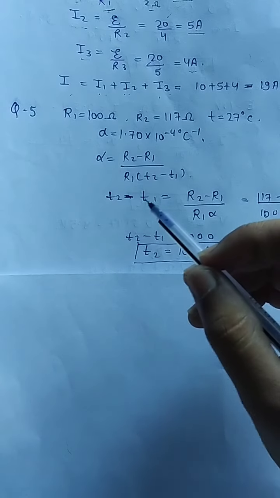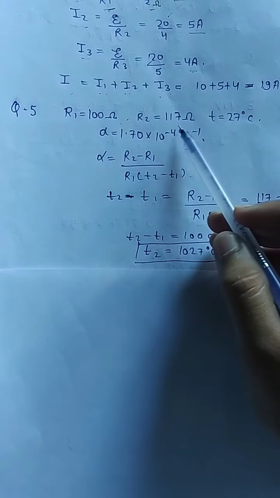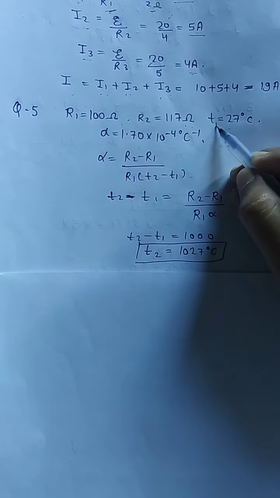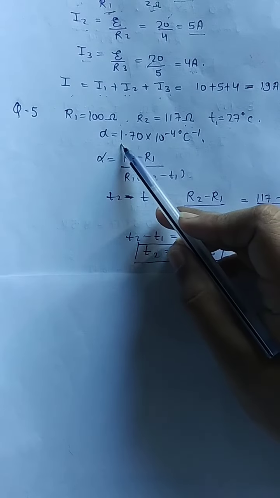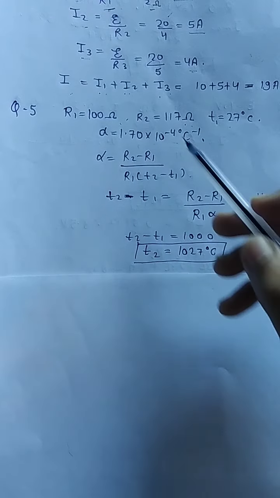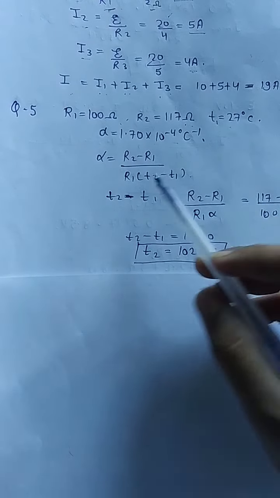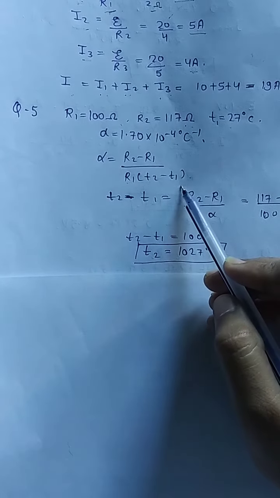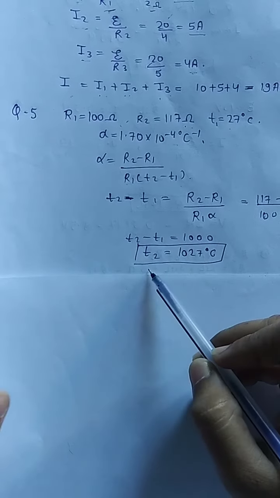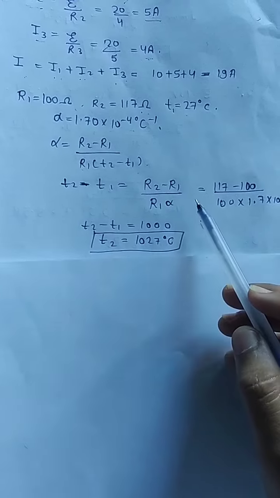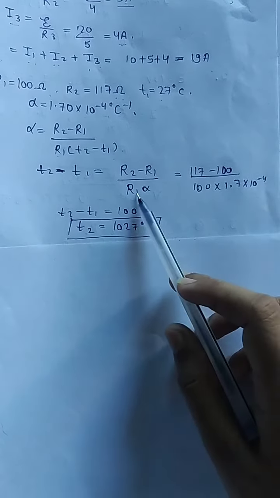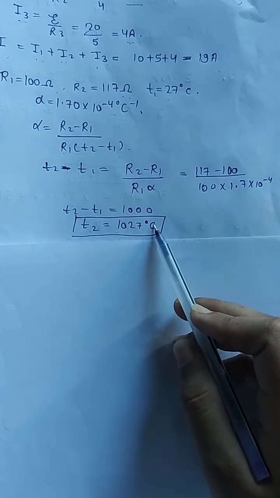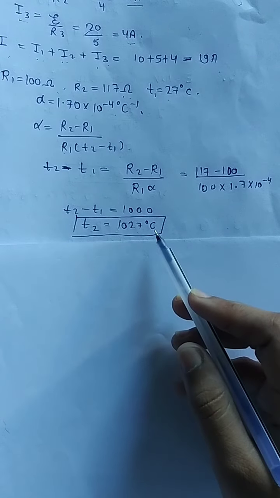The solution of the fifth question is: R1 is 100 ohm, R2 is 117 ohm. R1 is 100 ohm at temperature T1, that is 27 degrees Celsius, and the value of temperature coefficient alpha is this one. Now applying the formula, alpha is equal to (R2 minus R1) upon R1 into (T2 minus T1), we get the value of T2. From this we get T2 by putting the values of R2 minus R1, R1 and alpha. Then T2 is equal to 1027 degrees Celsius. I hope this solution will be clear to you.